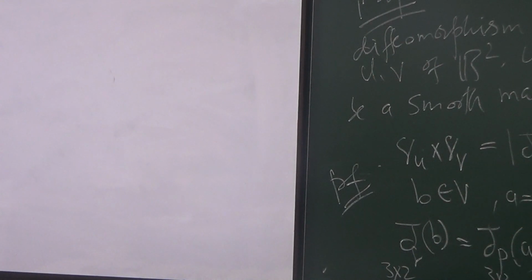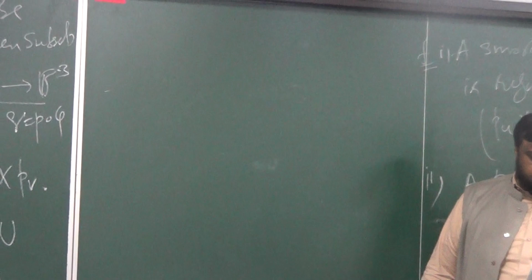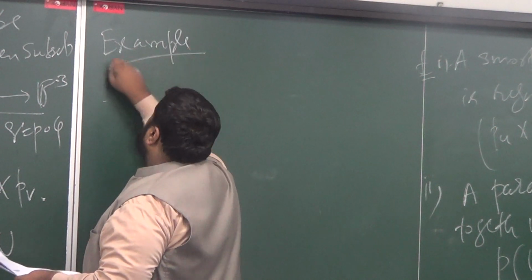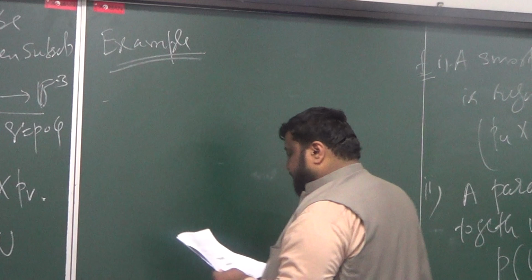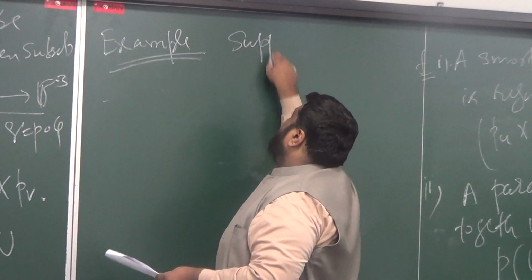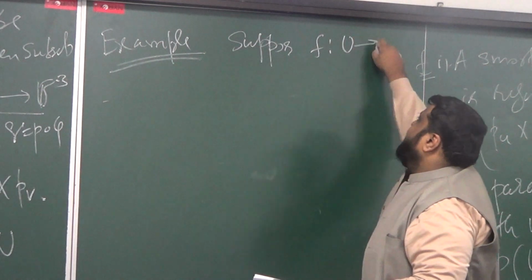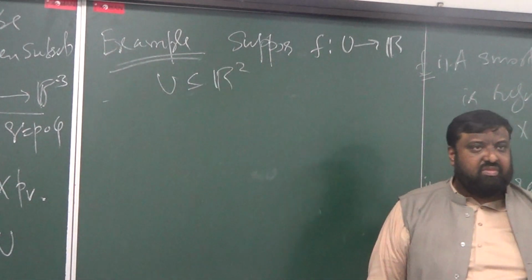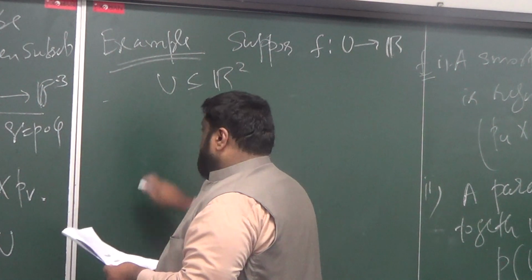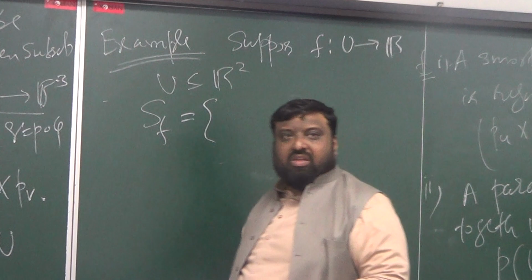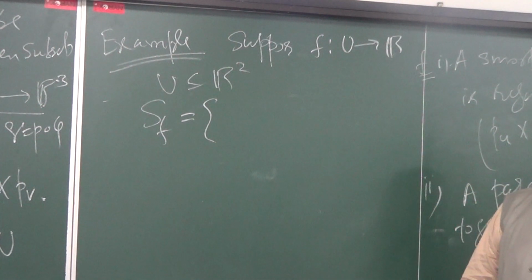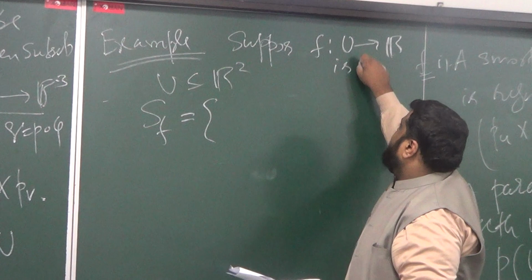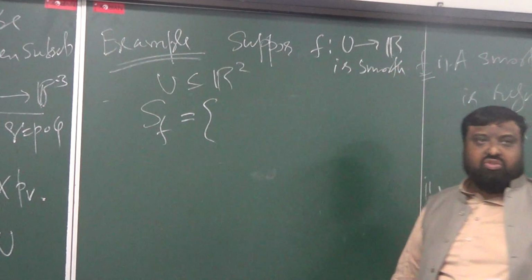So let's talk about some examples of it. The first example is really a generic example. Suppose you have a scalar field f that is a map from U to R, where U is a subset of R2. And think about the graph of this map. So how can you have a graph of this map actually? Where f is smooth, okay, it's a smooth map.